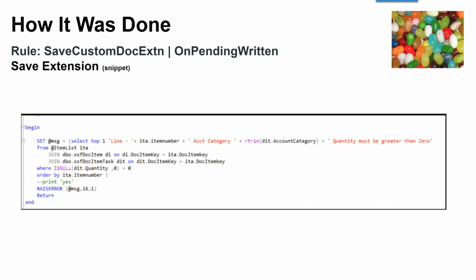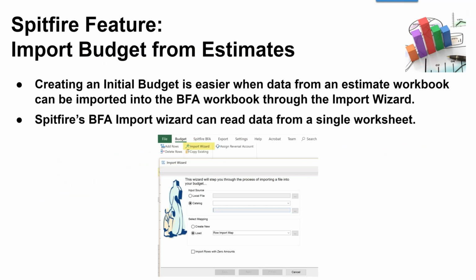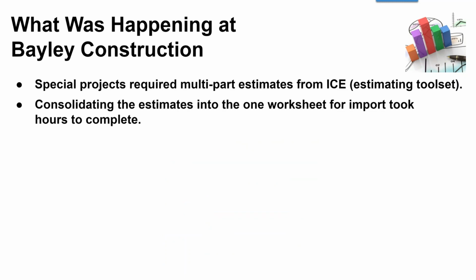What's next? Okay, so we started this earlier on, and I talked about how people take information from the estimates in order to build their budgets. And this is done through the import wizard, and a key part of that process is getting the data into a format so that it can be used by the import wizard. And now I'm going to hand the mic over to Dennis. Actually, he's going to talk about the next two client examples that we have here, and he will talk specifically about what was happening at Bailey Construction.